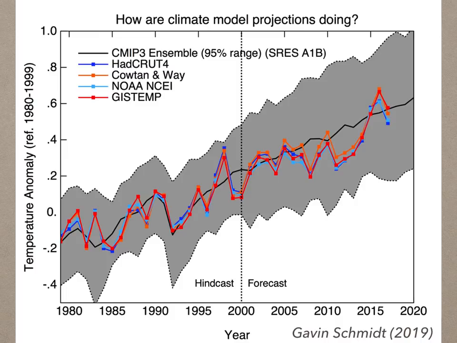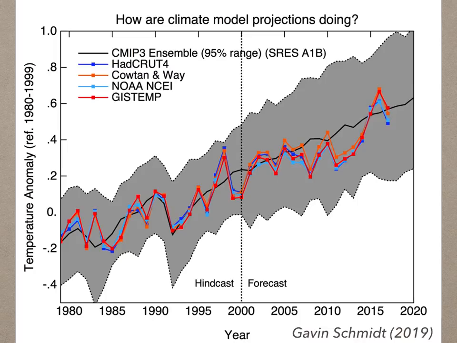Now, the important point about this plot is that dotted vertical line at the year 2000, because what was done here was that the models were actually run from the past, actually from 1880 up through the year 2000, with the knowledge of the observed temperature record.